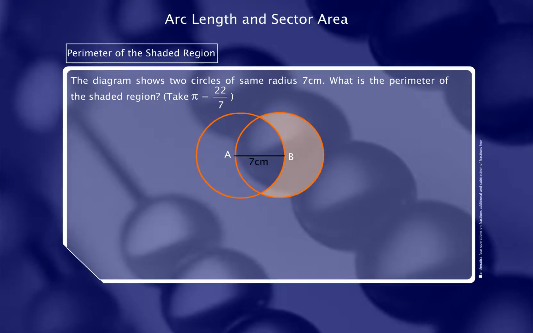The diagram shows two circles of same radius 7 centimeters. What is the perimeter of the shaded region? Take pi equals 22/7.